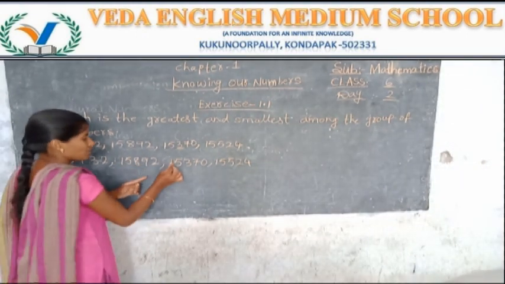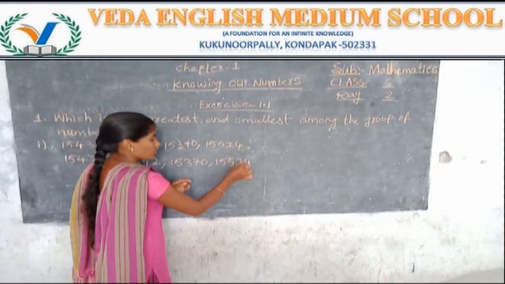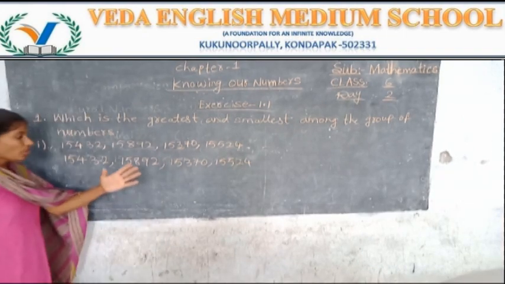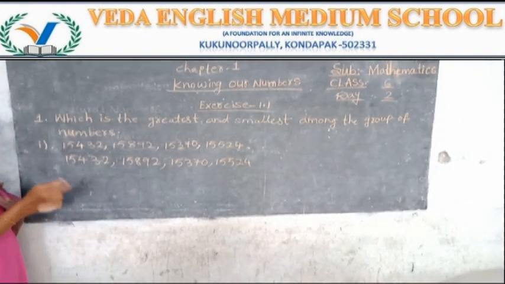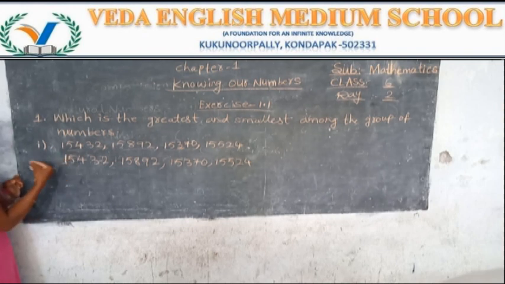1, 2, 3, 4, 5. It is a 5 digit number. 1, 2, 3, 4, 5. It is also a 5 digit number. All the numbers are 5 digit numbers. If the digits are equal, then you have to compare the first digit. Here the first digit is 1.